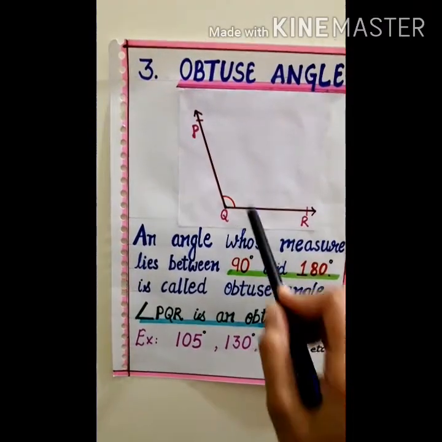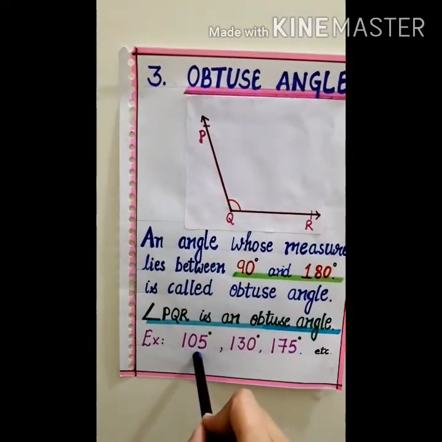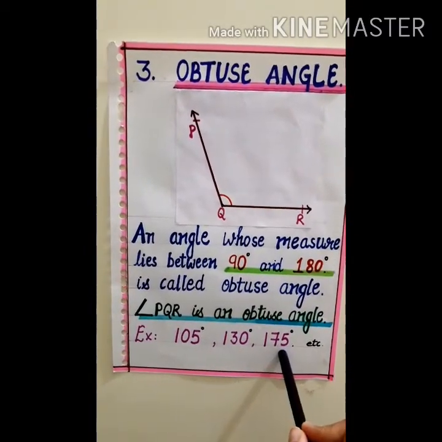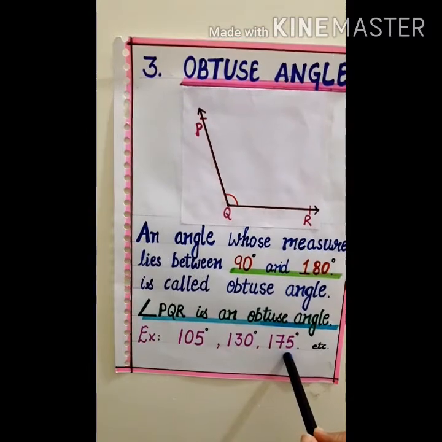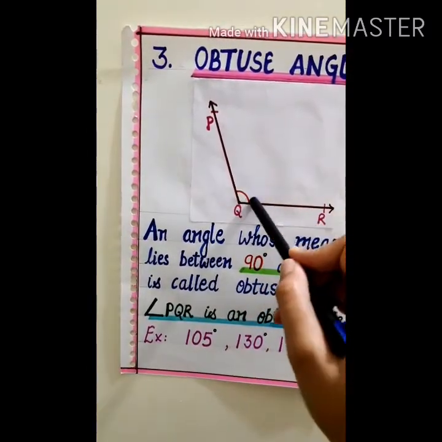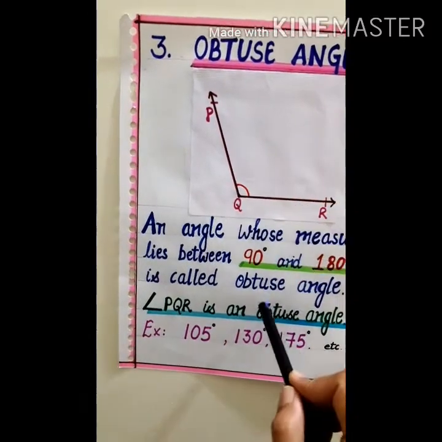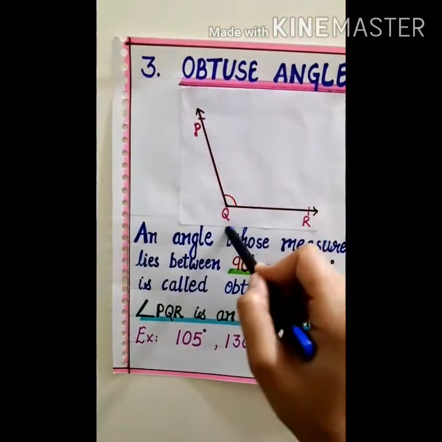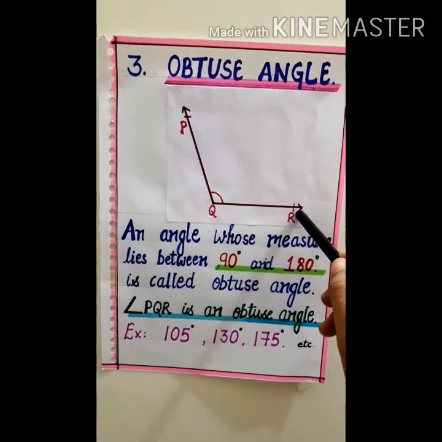For example, if the measure of the angle is 105 degrees, 130 degrees, 175 degrees, 155 degrees, 141 degrees, all the measures lie between 90 degrees and 180 degrees. So these types of angles are called obtuse angles. So here angle PQR is an obtuse angle.